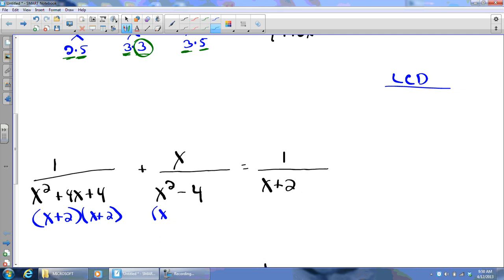This is the difference of perfect squares. It'll factor like this. And this one can't be factored. You could say it's prime. Okay, so I go and see. I know I need an x plus 2.